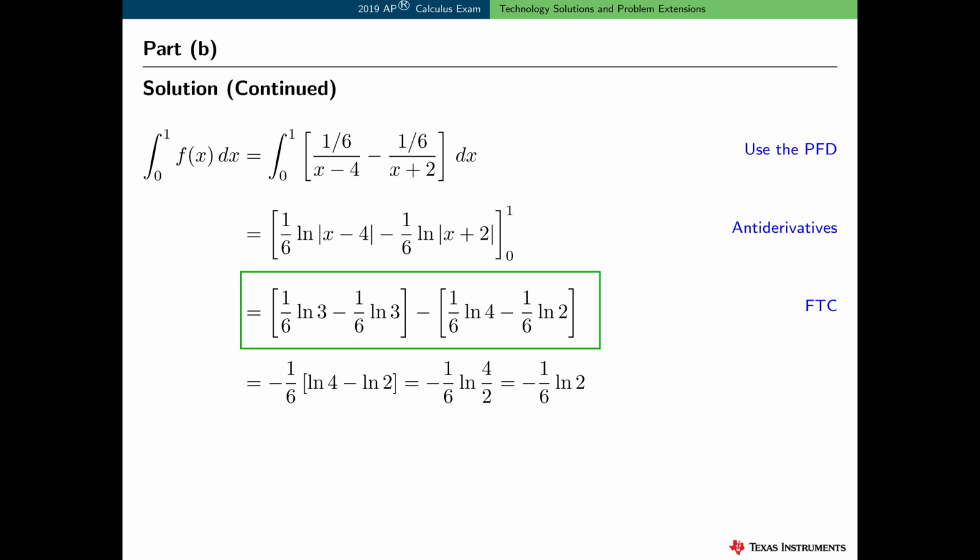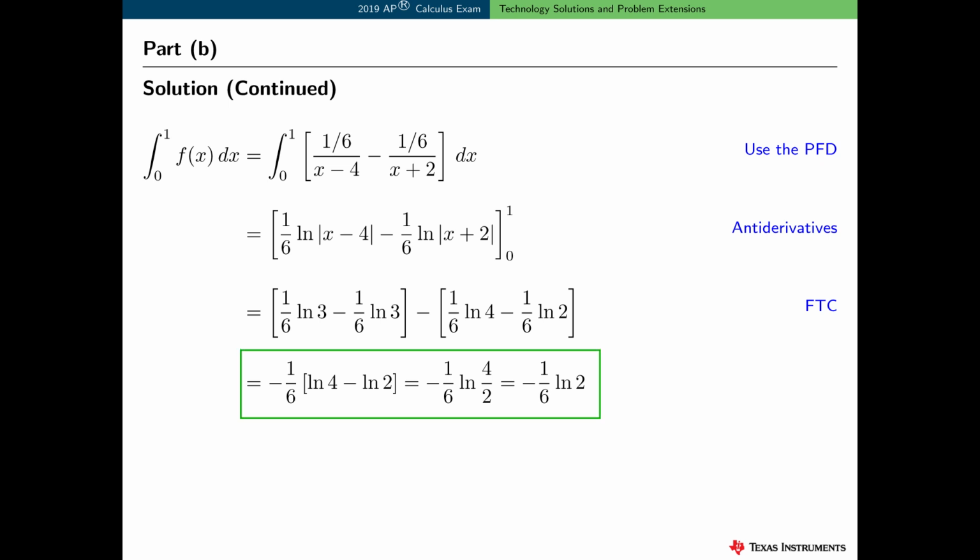Using the FTC, plug in the bounds and simplify. And I use the property of logarithms to get minus 1 divided by 6 times the log of 2.